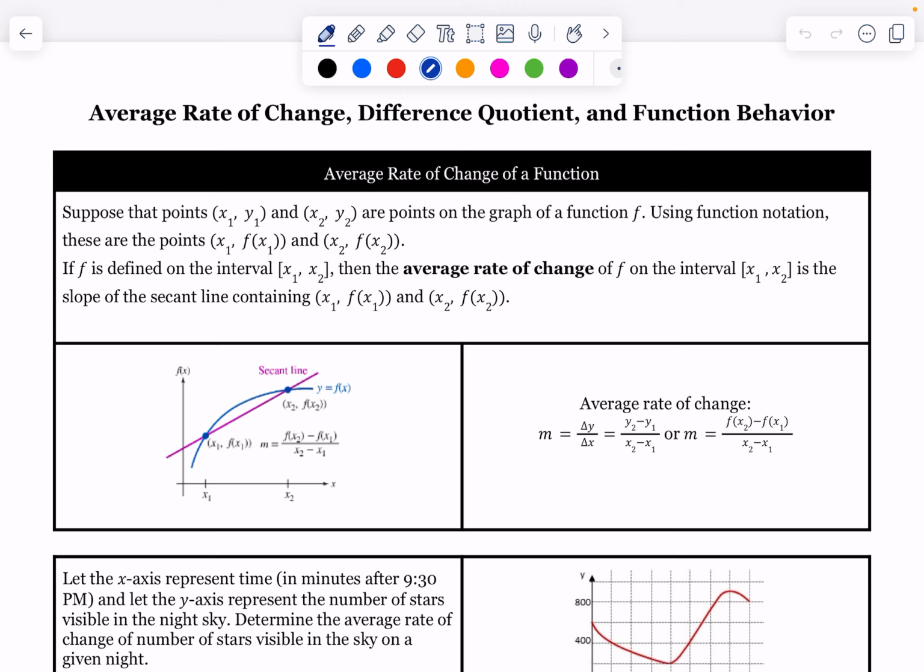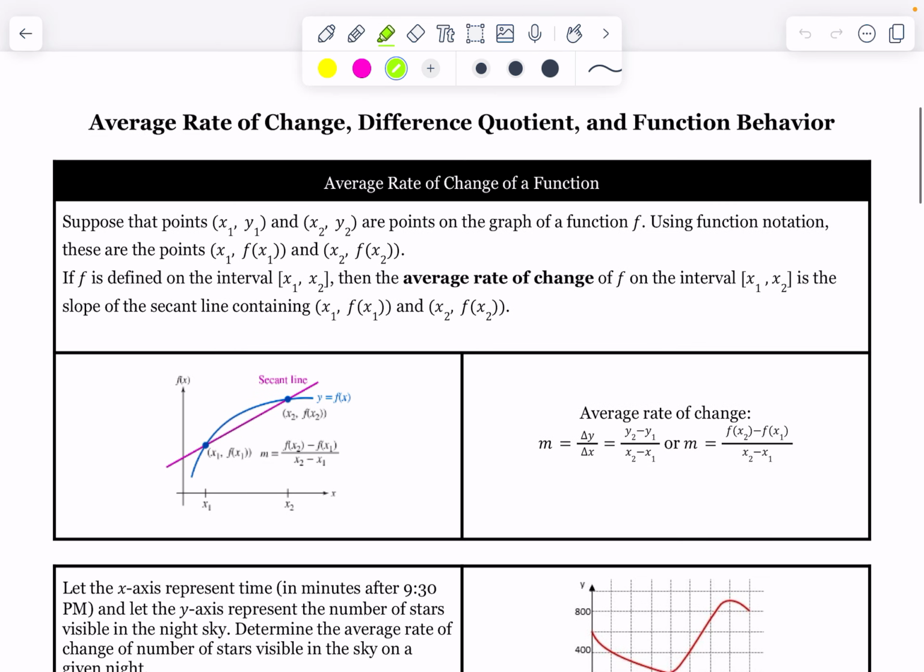So the average rate of change of a function says that suppose that points x1, y1, and x2, y2 are points on the graph of a function f. Using function notation, these points are x1, f of x1, and x2, f of x2. I'll use colors just so you can see it, but x1, y1 is the same thing as x1, f of x1. So these are interchangeable here. When you're using function notation, you use the bottom one. And same thing here, x2, y2 is the same thing as x2, f of x2.